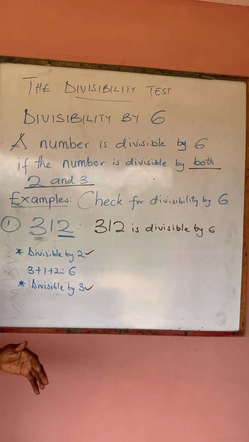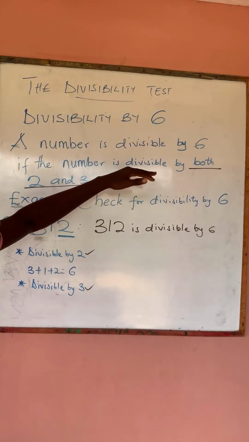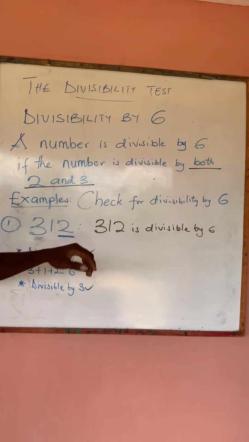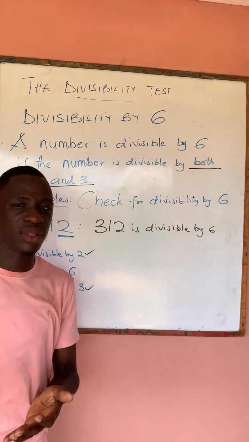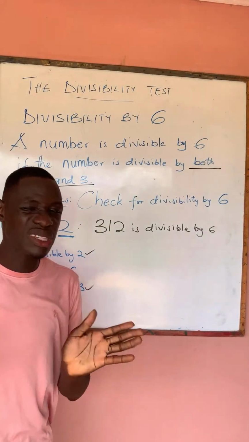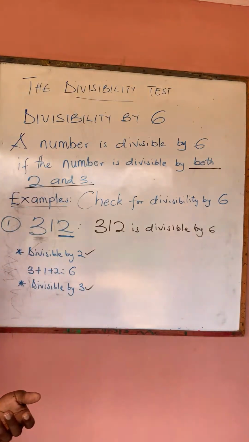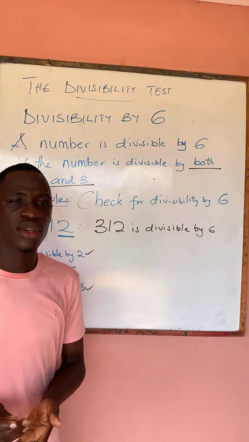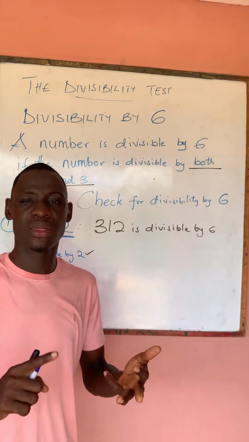Let me go over it again. We are saying that a number is divisible by 6 if the number is divisible by both 2 and 3. So that means that if the number is divisible by 2 but not by 3, then the number is not divisible by 6. If the number is not divisible by 2 but is divisible by 3, the number is not divisible by 6. The number is divisible by 6 if it is divisible by both 2 and 3.